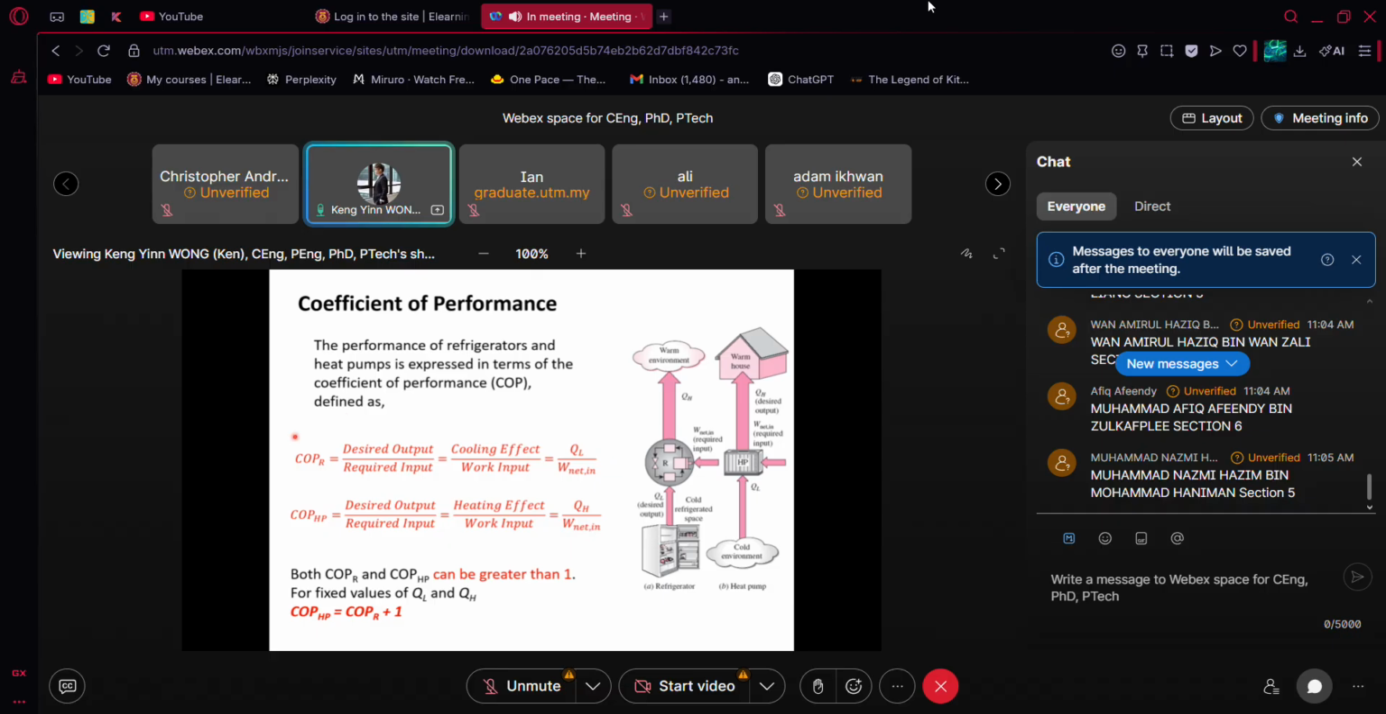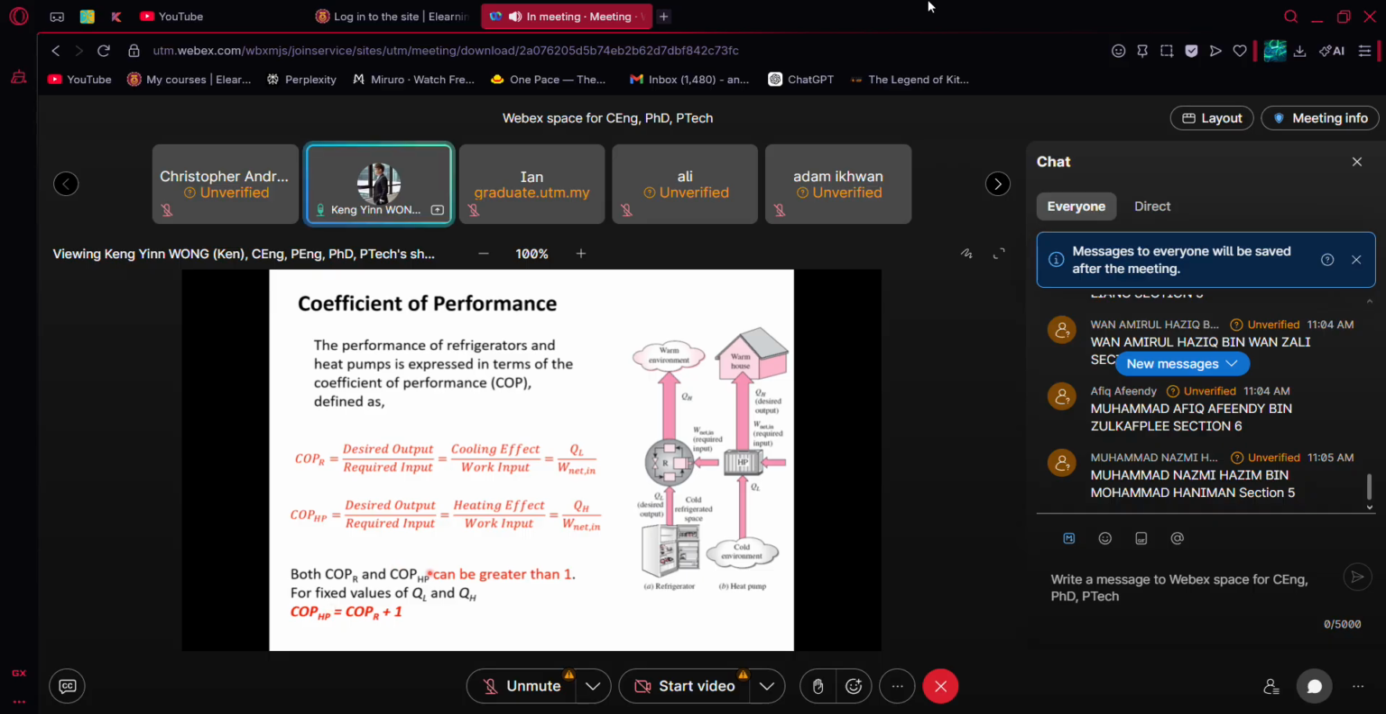I want you to highlight these two and put them into your equation list. Everyone, highlight these two, put them down in your equation list. And the same, put this down in case you forget during your thermo: COPHP equals COPR plus 1. Circle this up. Important equation.